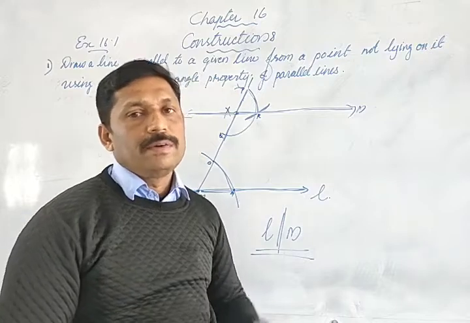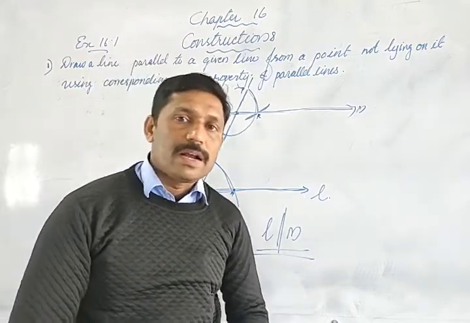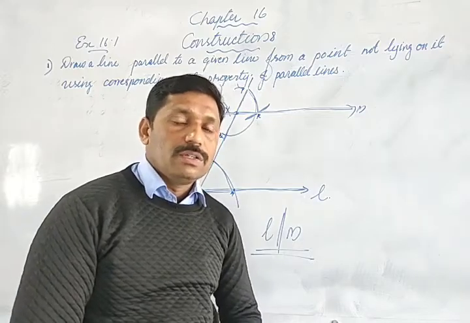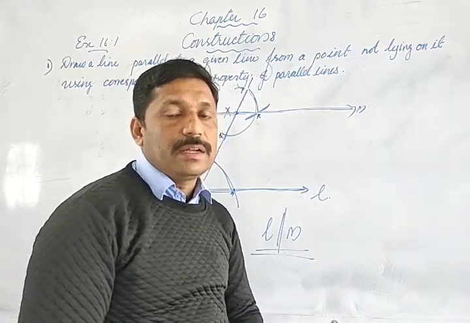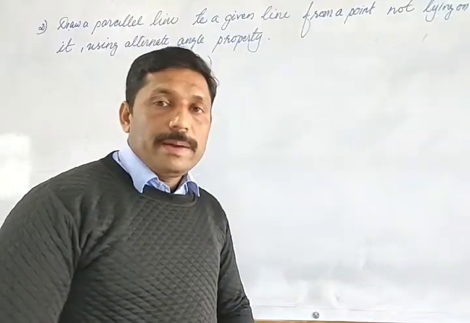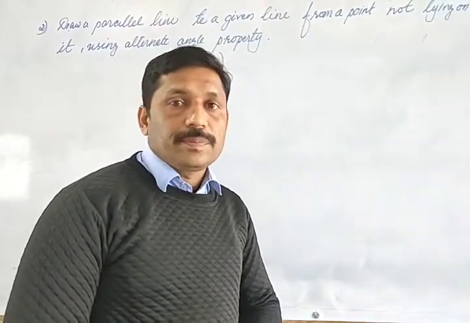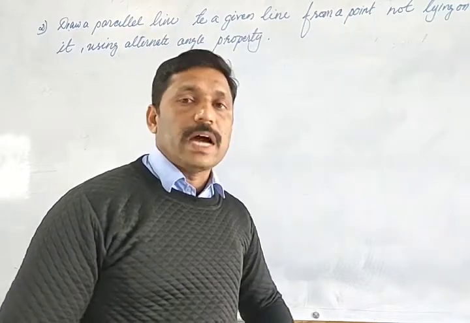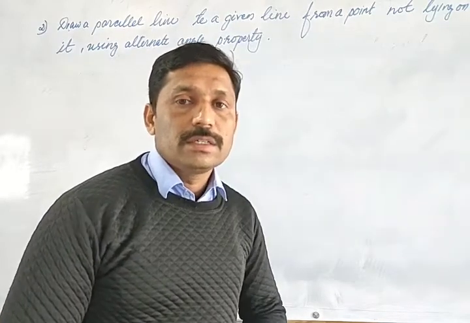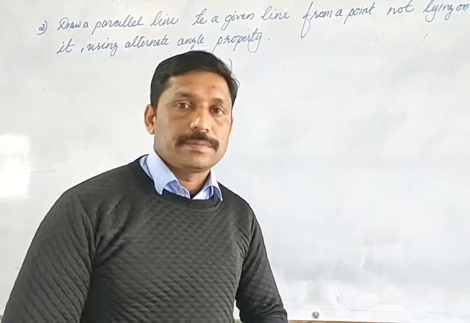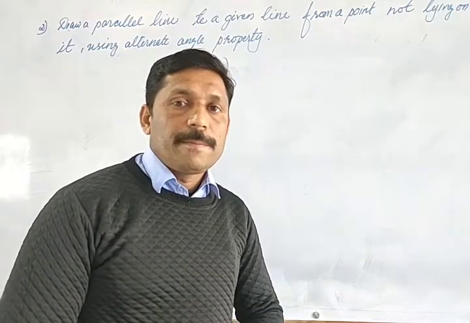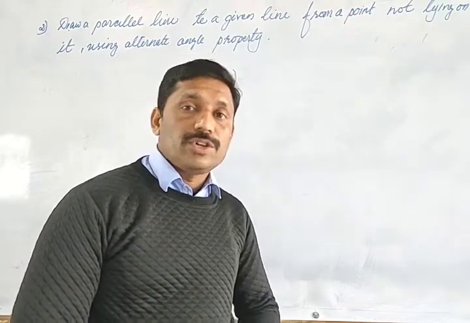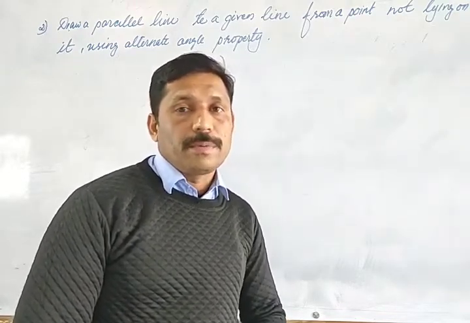Now we will study how to make a parallel line to a given line using the alternate angle property. Using the alternate angle property also we can make a parallel line to a given line, from a point outside it. The first question was using the corresponding angle property, and this one is by using the alternate angle property, the interior alternate angle property.